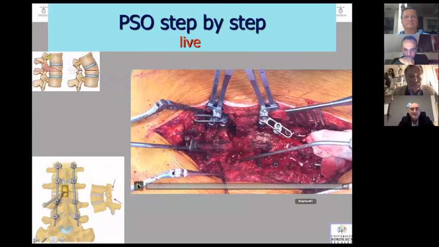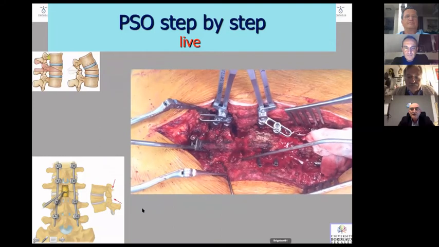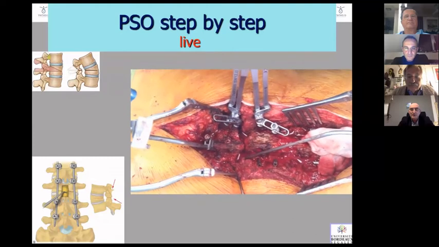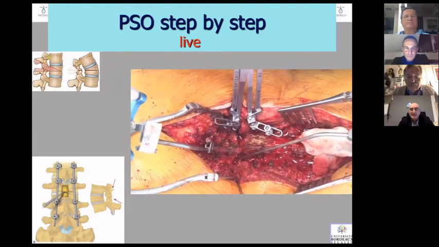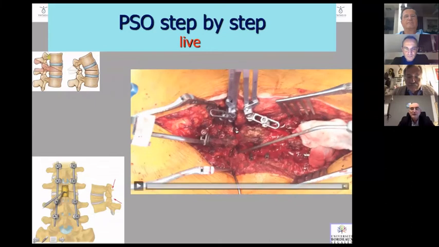Here is the technique using this system, the Redux plier, and you will see that using this, you have a progressive closure. The main advantage of this technique is that if you are not happy with the closure, because you have one piece of bone which is compressing the dura, or because one piece of facet is still there, compressing your nerve root, you can open it again, do what you have to do, and close it again.